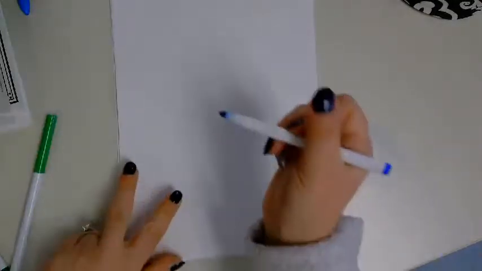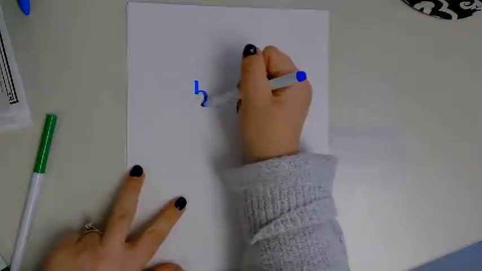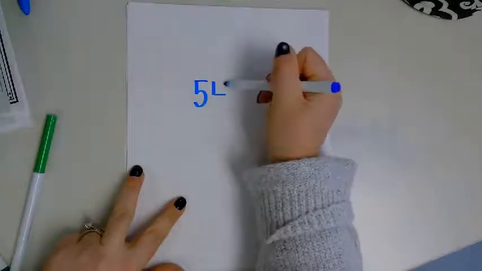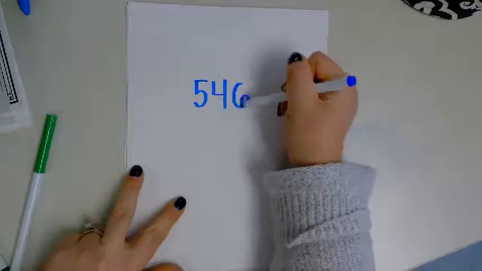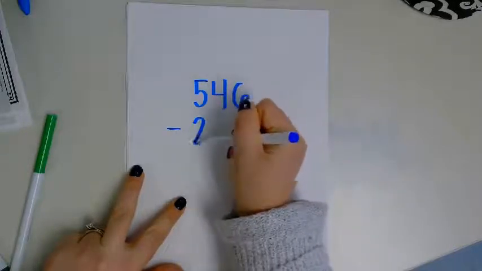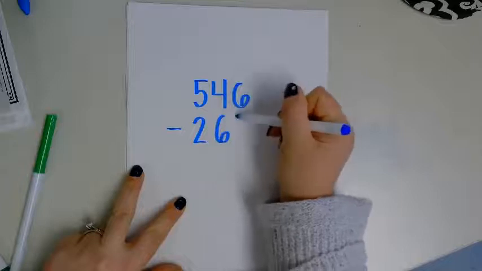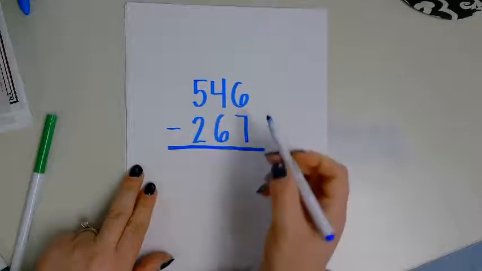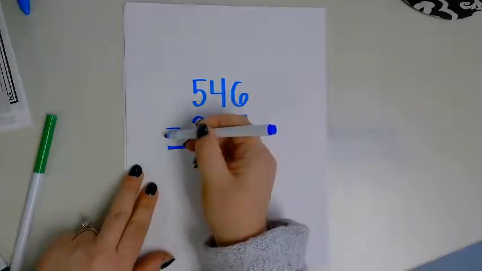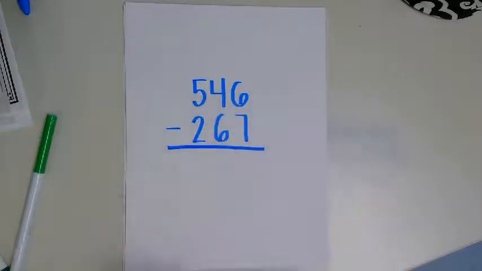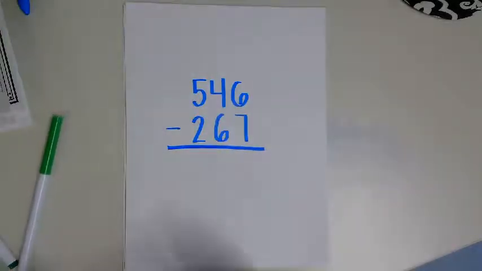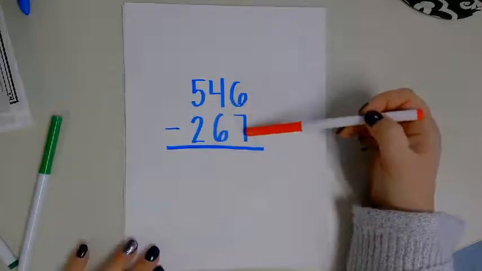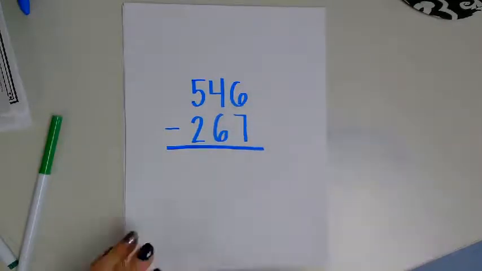All right. 546 minus 267. Make sure you have your 2 numbers. Make sure you have your subtraction sign. Make sure you have your equals bar. All right, start in the ones place. Circle the bigger digit. 6 or 7, which is bigger? Good, it's 7.